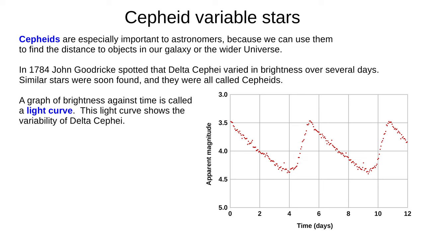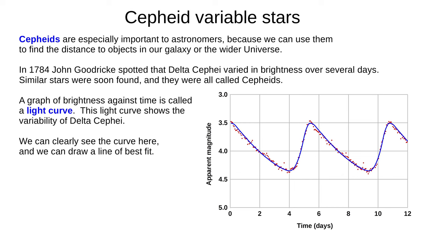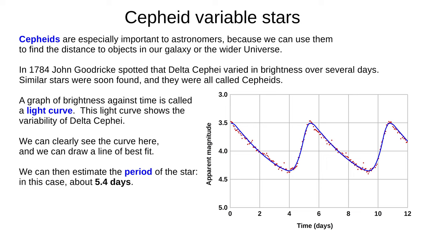In 1784, John Goodricke, an English amateur astronomer, noticed that Delta Cephei varied in brightness over several days. Similar stars were soon found, and they were named Cepheids after that first one. We can plot brightness against time on a graph to show a star's light curve. Here is a plot of the variability of Delta Cephei with apparent magnitude on the y-axis. There is a clear curve here, so we can trace a line of best fit. Now we can estimate the period of the star. Find the time from one peak to the next. In this case, it's about 5.4 days.